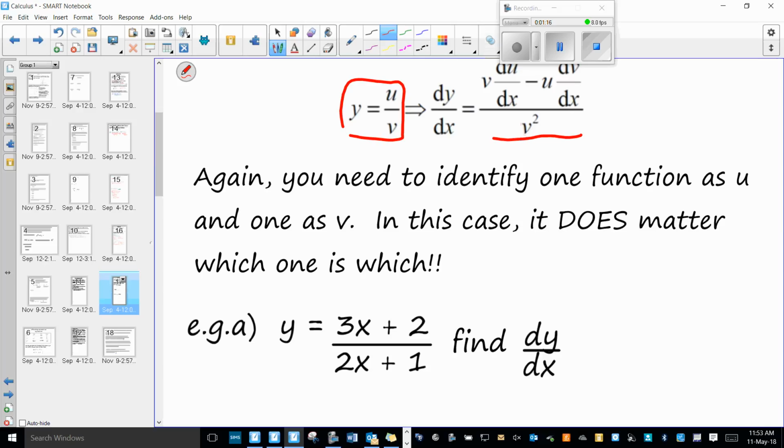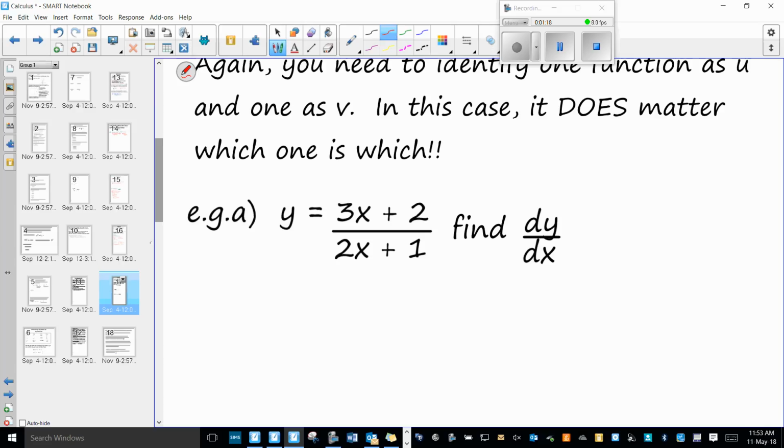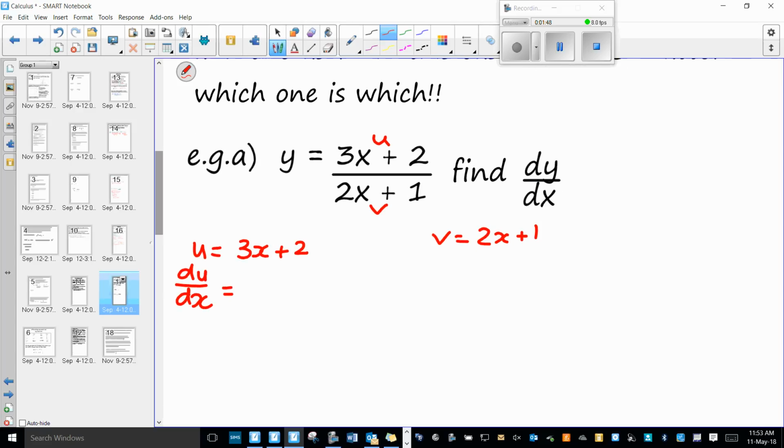So this is quite a nice straightforward one. Unfortunately, you're less likely to get these, but this top one is going to be u, and this bottom one is going to be v. So I'm going to say u equals 3x plus 2, v equals 2x plus 1. Nice and cinchy, yes? Well, as I did before, we're going to differentiate. So we'll write du dx. So du dx in this case is 3, and dv dx is 2.